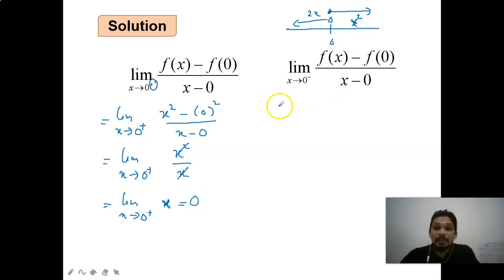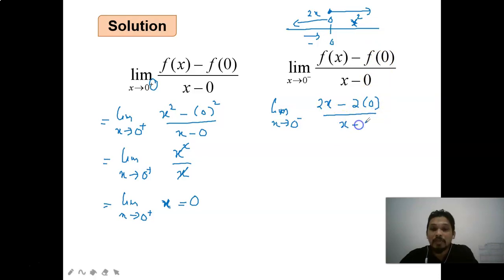What about this one here now? Limit x approaching 0 from the left. The function involved here is 2x. So 2x minus f(0), so 2 times 0, divided by x minus 0. So this is 0.